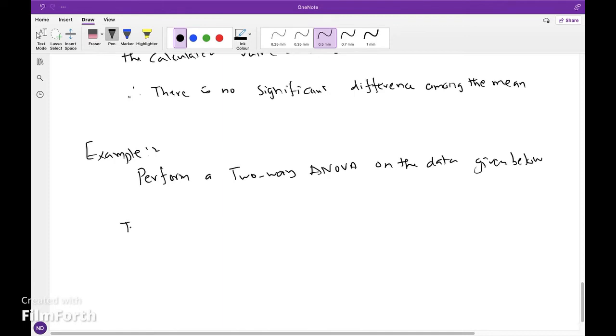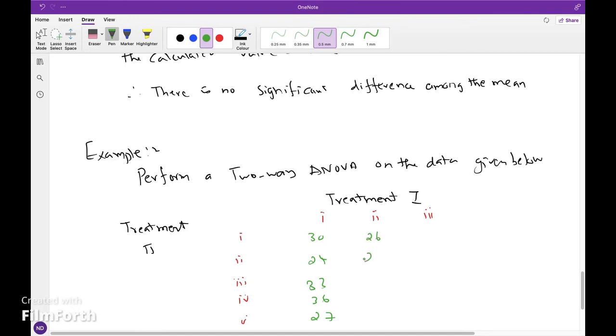Treatment 1, 2, 3 treatments, here 1, 2, 3, 4 and 5, corresponding values: 30, 24, 33, 36, 27, 26, 29, 24, 31, 35, 38, 28, 35, 30, 33.